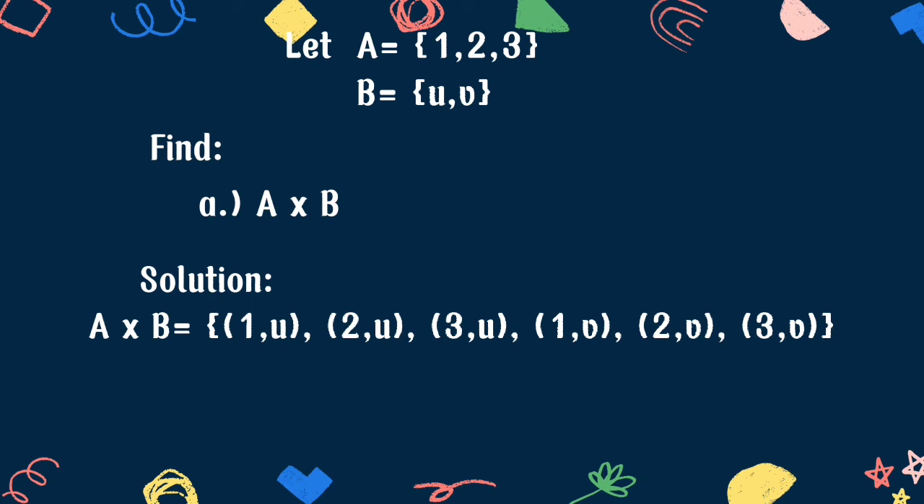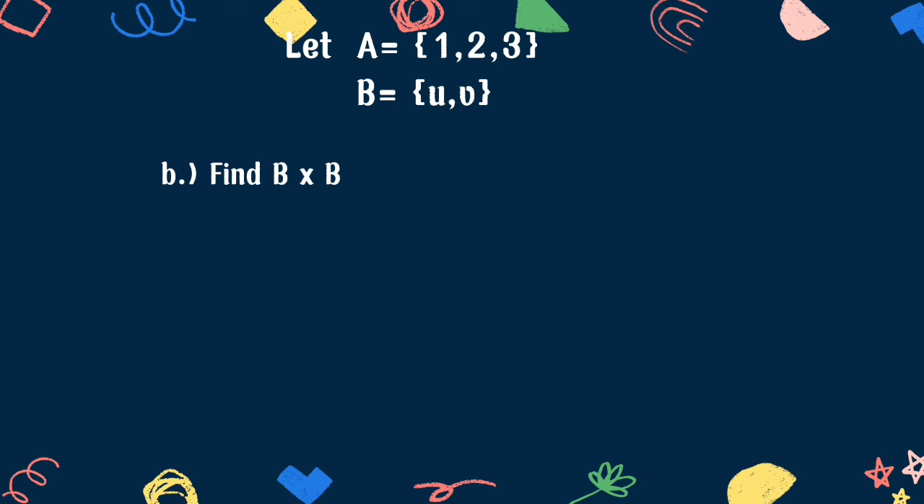Sa 2, yan ang second element ng A at sa U naman, yan ang first element ng B. Sa third ordered pair naman, ang kinuha natin ay ang third element ng A at saka ang first element ng B. Sa fourth ordered pair naman, ang kinuha natin ay ang first element ng A at ang second element ng B. Sa fifth ordered pair, ang second element ng A at ang second element ng B ang kinuha. And sa last ordered pair, ang kinuha ay ang 3V which is ang third element ng A at ang second element ng B.